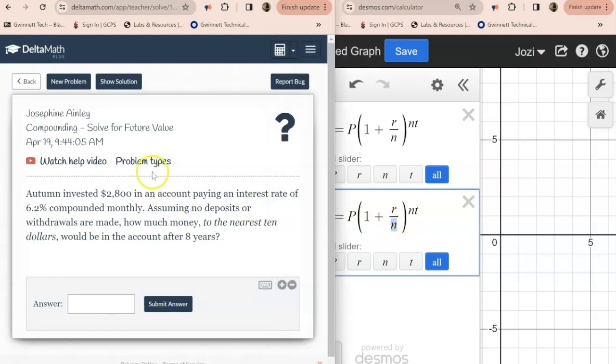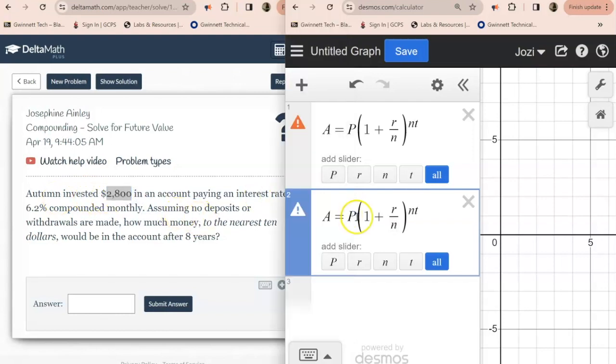All right, so let's go ahead and take a look at what our question is. So Autumn invested. Boom. So what is that? My initial, correct? So that's my principal.